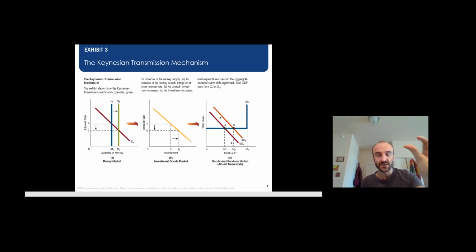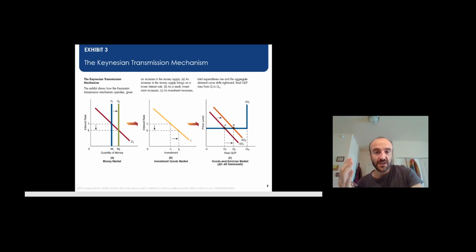This is the part of the chain, so to speak, in the transmission mechanism that the money market is responsible for. This shift from higher quantity of money to lower interest rate. That's the money market. Now, what happens if we assume that the interest rate dropped? And we'll see later on that the Keynesians believe that it may not drop. But if we assume that it drops, now the second link in this transmission is what happens on the market for private investment.